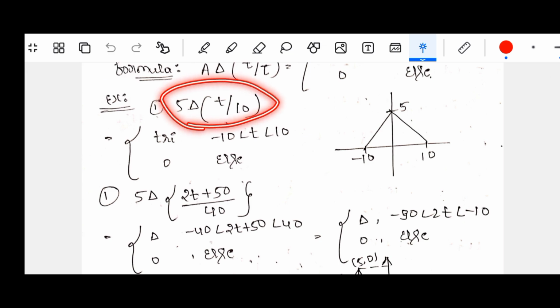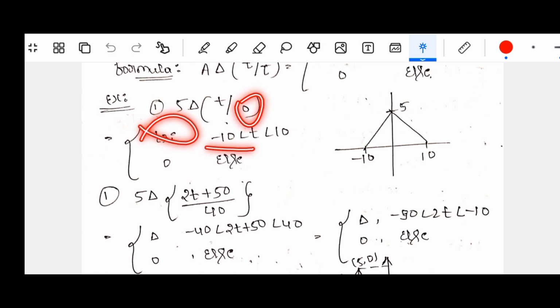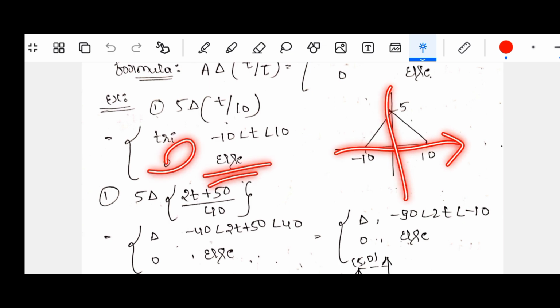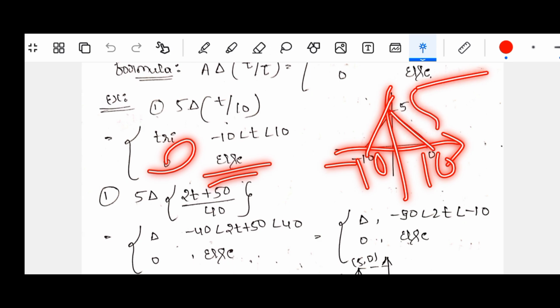5 into triangle of t by 10. So what is the formula? Triangle, denominator minus 10 less than t less than 10, so it will be 0 else. So let's plot the graph. It will vary from minus 10 to plus 10. The peak will be 5.